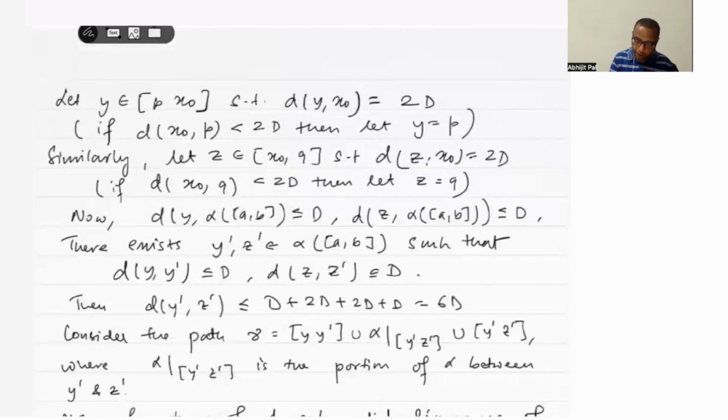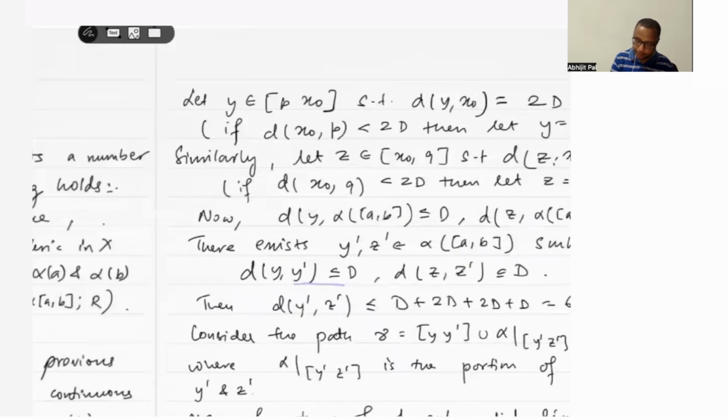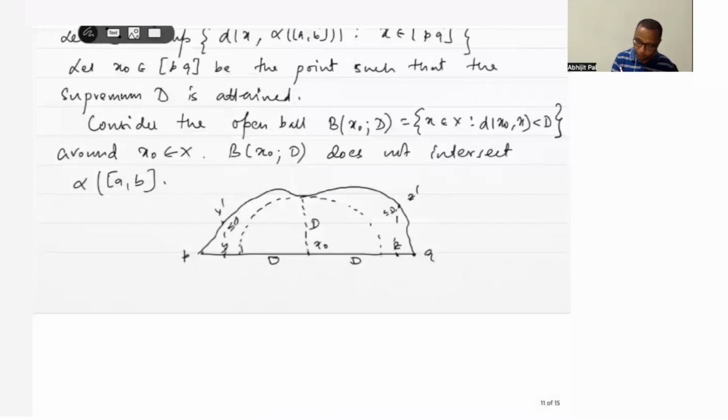Okay. Now the distance between y and alpha is less than or equal to D because D is the supremum, and the distance between z and alpha is less than or equal to D. Therefore, there exist points y prime, z prime in alpha such that the distance between y and y prime is less than or equal to D and the distance between z and z prime is less than or equal to D. Going back to the picture, for this y we have this y prime at distance at most D, and for this z we have this z prime at distance at most D.